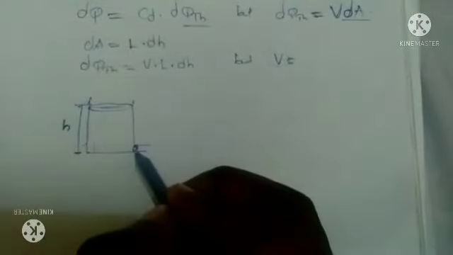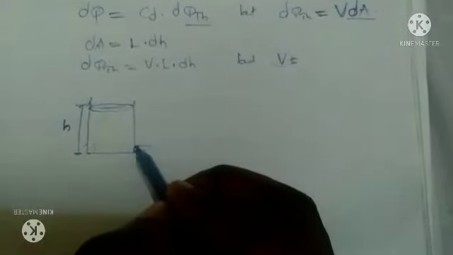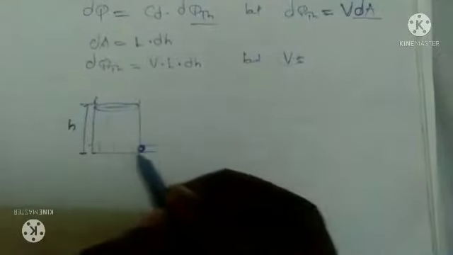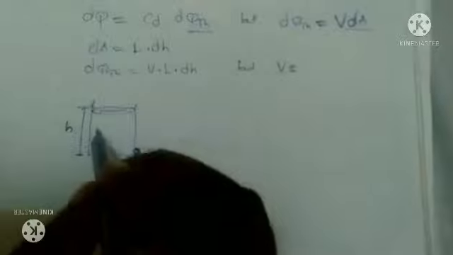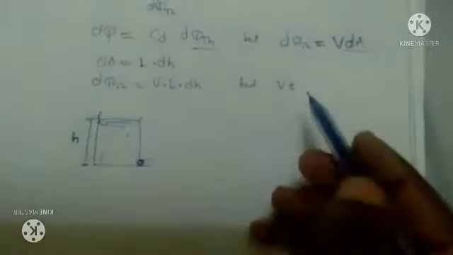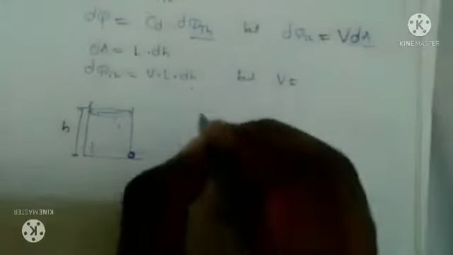So if you close this, so the water is not allowed to pass through, there is energy which is possessed by this water due to its height, which is potential energy.